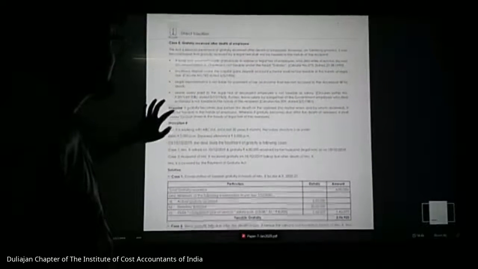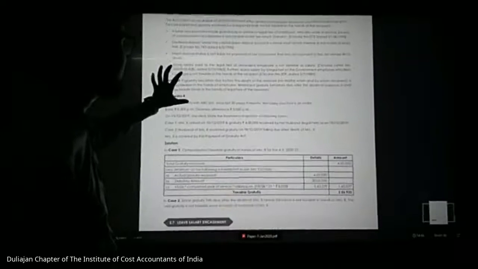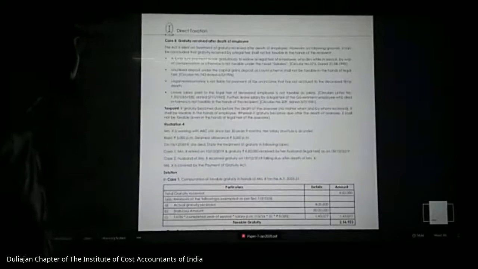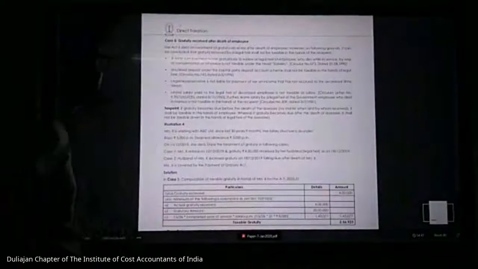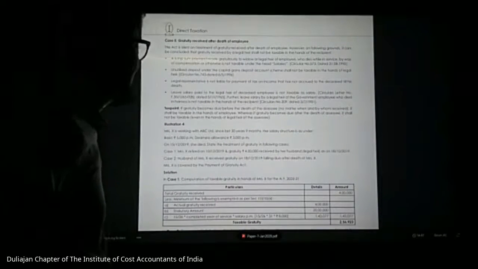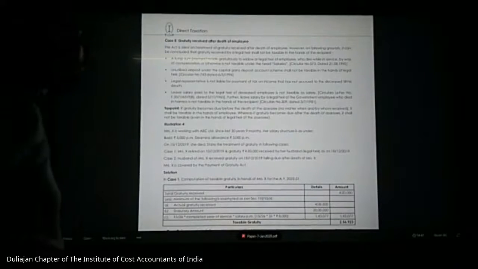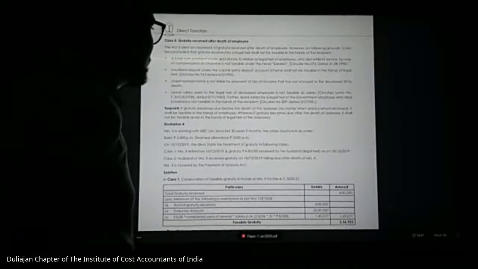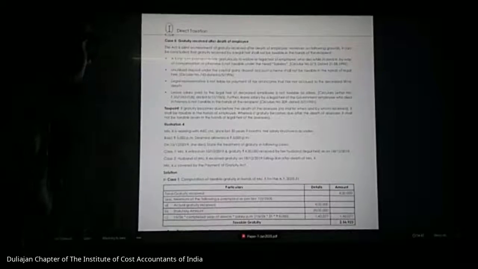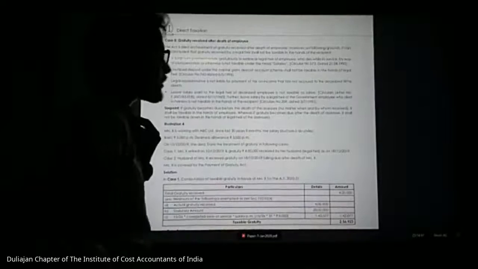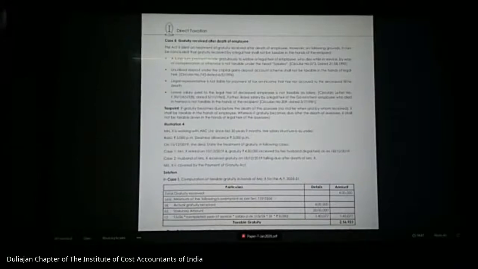See, there are short questions in the exam like this. Suppose after the death of the employee, the legal heir receives the gratuity. In whose hand will it be taxable? A lump sum payment made gratuitously to a widow or legal heir of the employee who dies while in service, by way of compensation or otherwise, is not taxable under the head salaries. These questions might come in the exam. These are taxable under income from other sources.